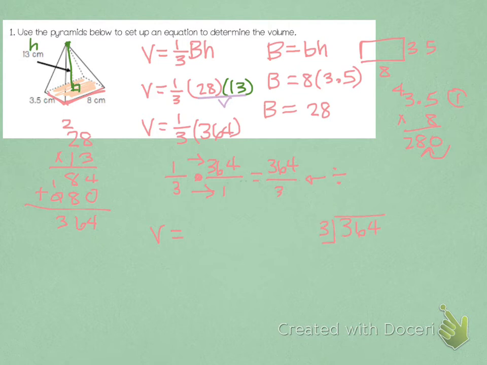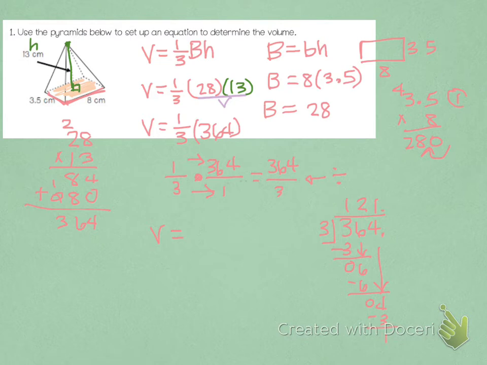3 goes into 3 one time, minus 3, that's 0. Bring your 6 down. 3 goes into 6 two times, minus 6 is 0. Bring your 4 down. 3 goes into 4 1 time, minus 3, which is 1 left over.